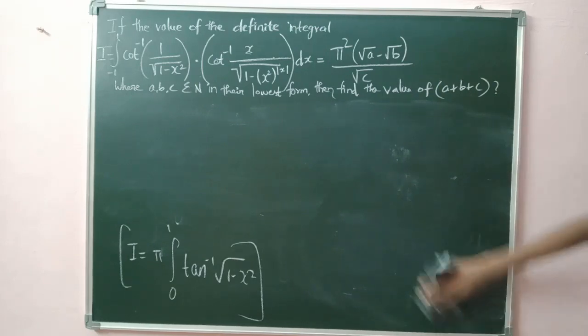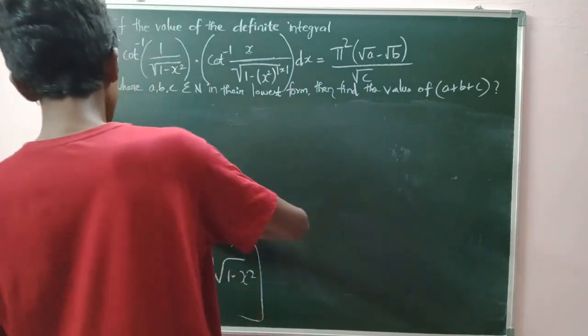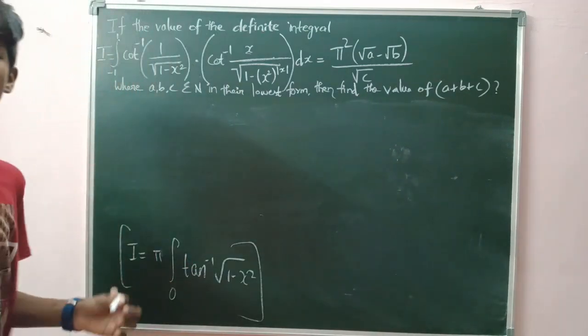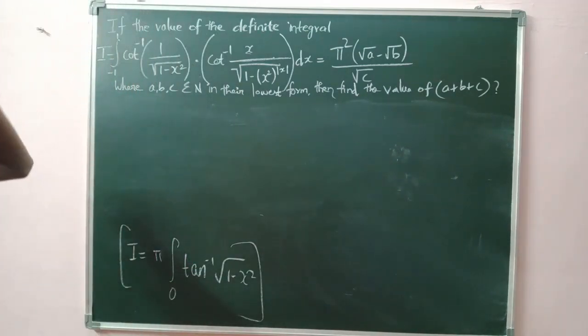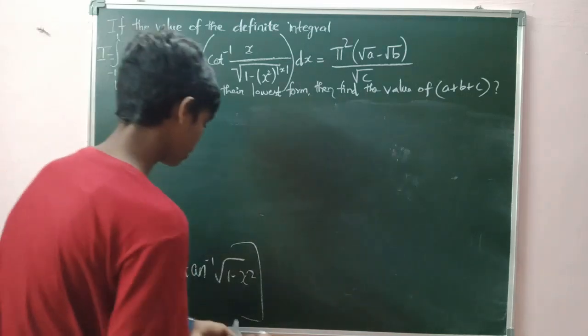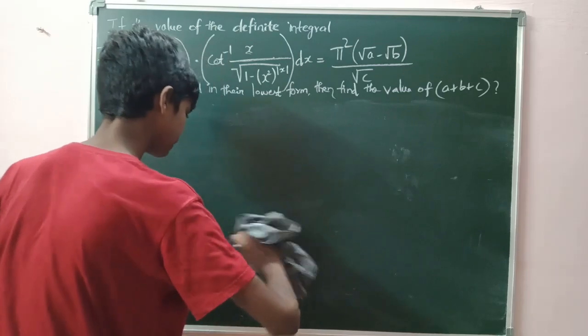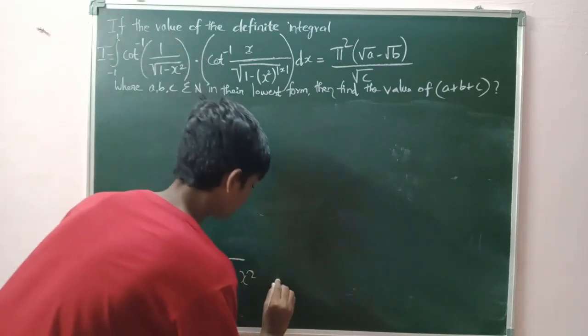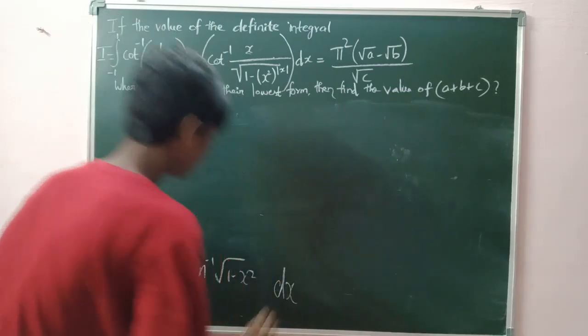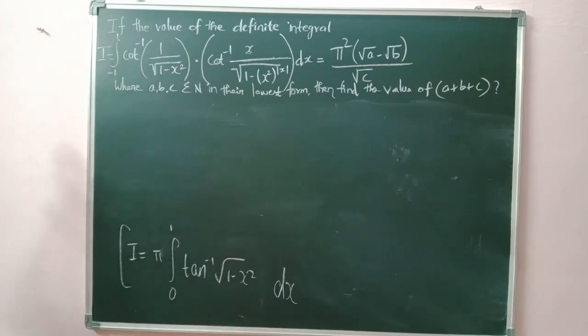So now what I'm going to do is use your by parts rule. I'm going to use your by parts. So what I can do is, one second, wait. Here it will be 1 and I forgot to put the dx. So dx. So now I'm going to use your by parts.